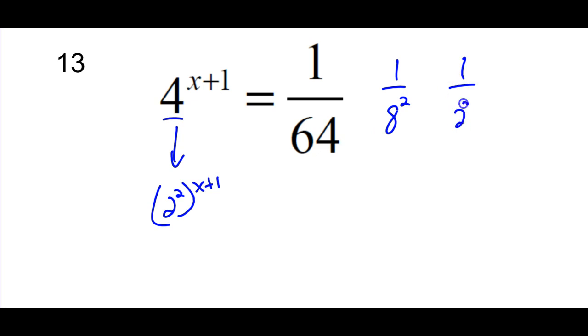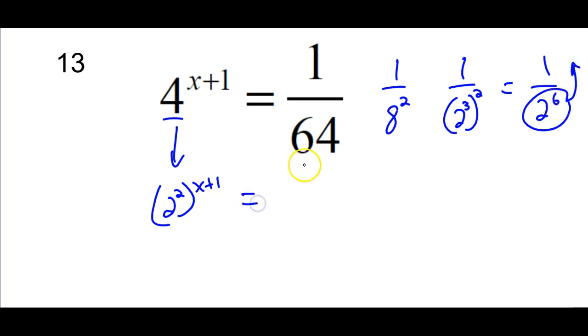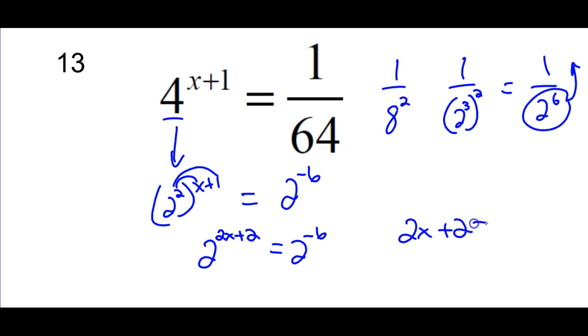So this is like saying 2 cubed squared, all in the denominator, which is the same thing as 1 over 2 to the 6. And if I want to bring this back to the numerator, I need to make that exponent negative. So this is the same thing as 2 to the negative 6. I need to distribute the 2 here, and so I get 2 to the 2x plus 2 equals 2 to the negative 6. So 2x plus 2 must equal negative 6. And so subtracting 2 from both sides, you get 2x equals negative 8, or x is equal to negative 4.